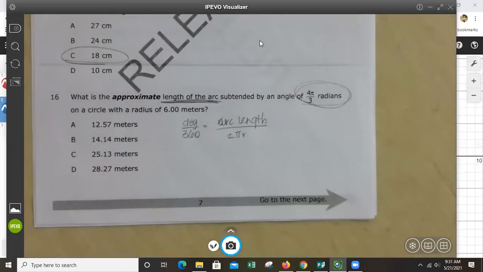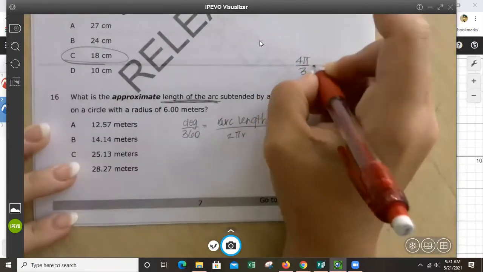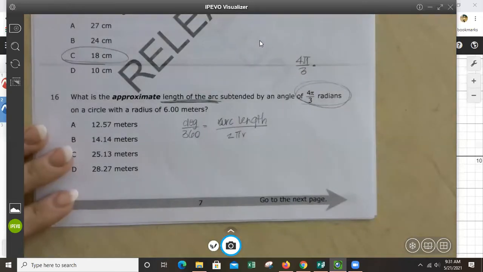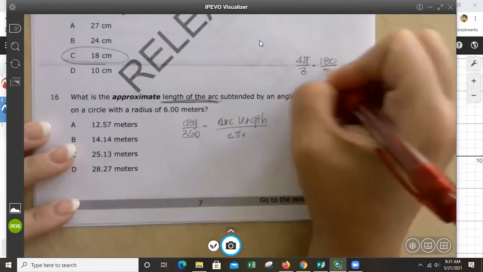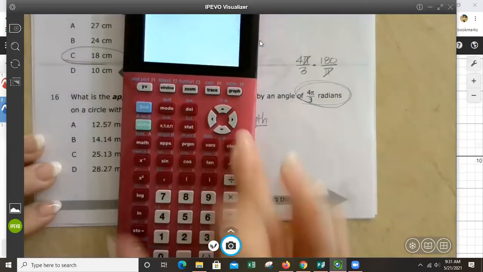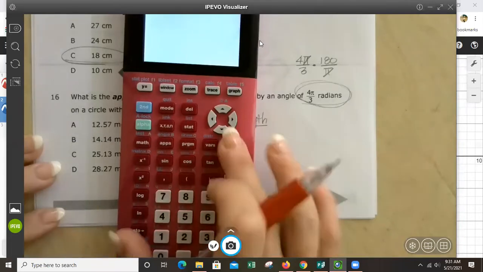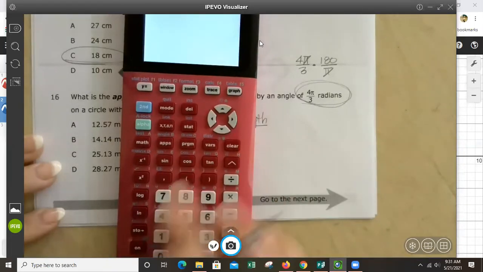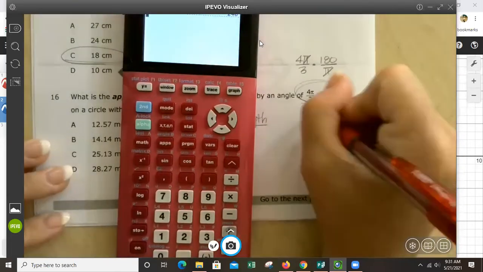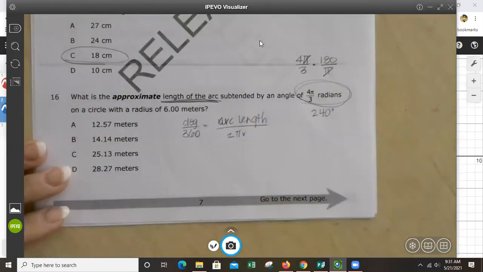Radians. But I told you, what is the purpose of changing from radians to degrees? What are we trying to get rid of? The pi, right? So what would I multiply this one by to get rid of the pi? The 180 over pi. So your pi's will cancel out. Four thirds times 180, I want to make sure I do it right. Gives me 240 degrees. There we go.